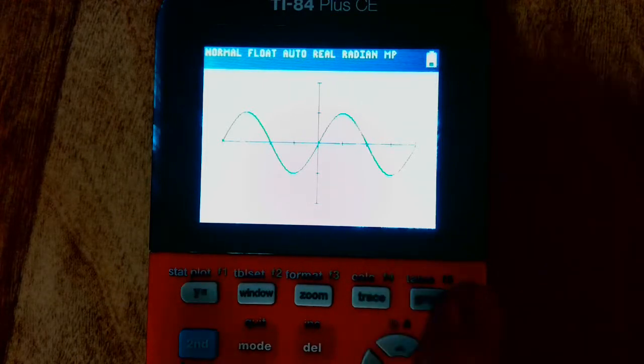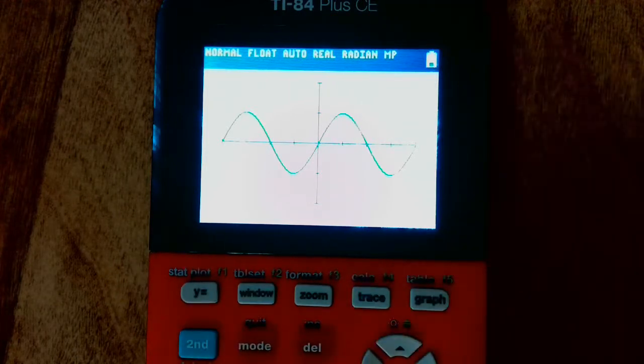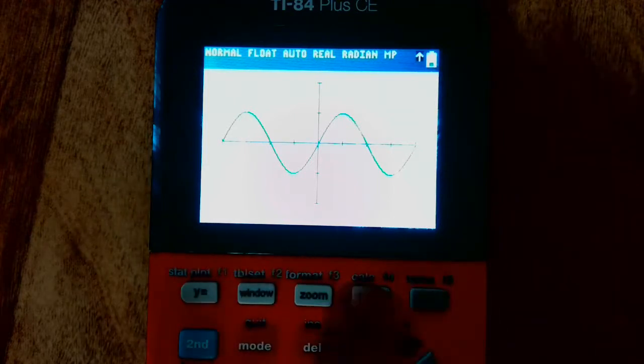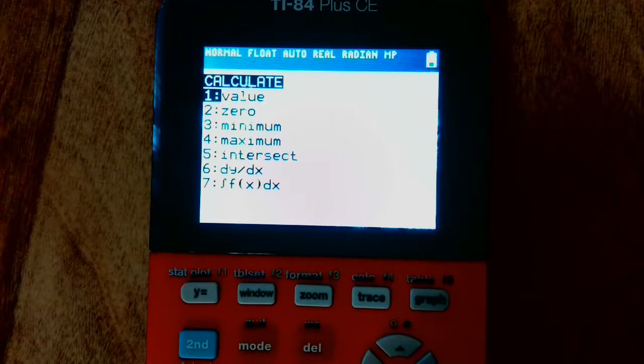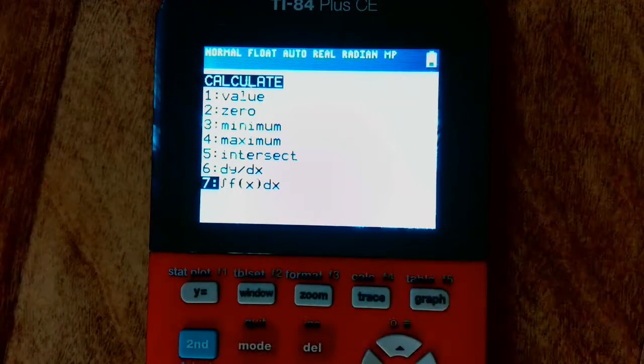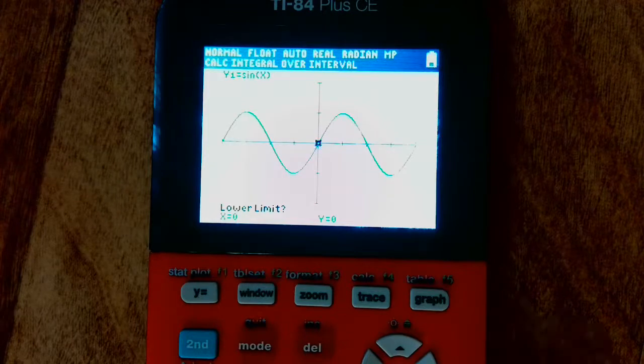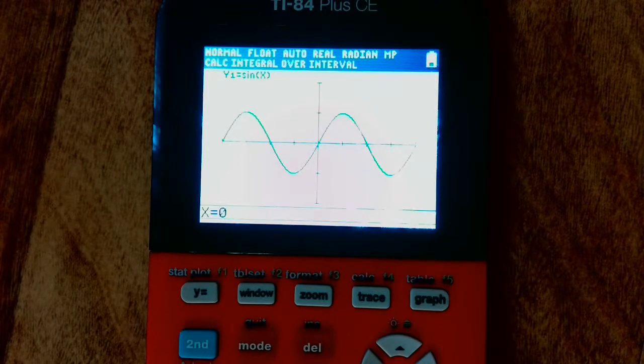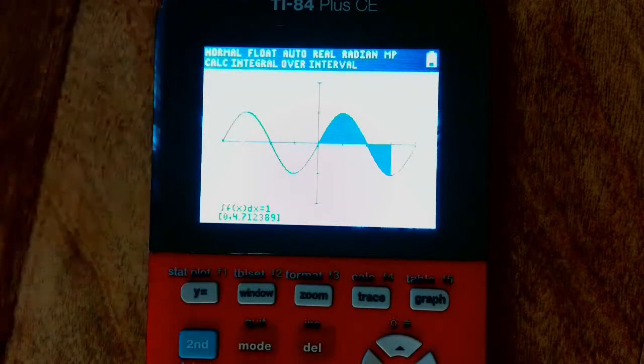So something that you've maybe never noticed before is that if you go to calculate, it's the trace key, the second from the right. If you go second trace, or the calculate key, there's something here, number 7, that should look kind of familiar to you. It is the integral option. So if you pick that, it's going to ask you for the lower limit, so I'm going to say 0, and then the upper limit, let's do maybe 1.5 pi. Those are the limits of integration. And when you actually graph this, it colors in the curve for you.